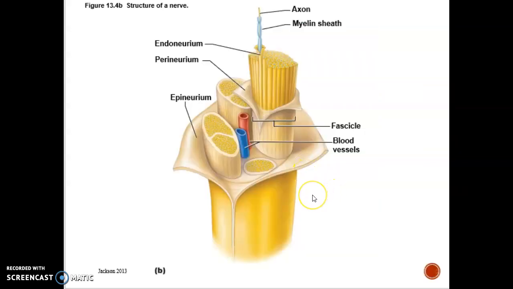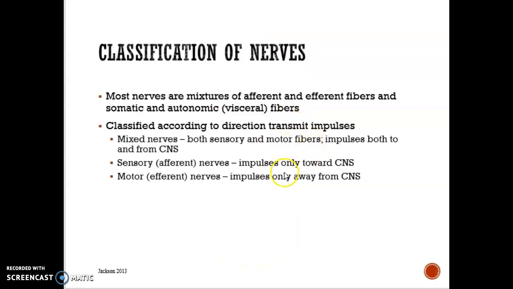Here's a beautiful picture, and this is a picture that a lot of times you'll see on a test exam. So get to know this a little bit more clearly. Again, outside the entire structure is your epineurium. Here's a fascicle that's bundled up by a perineurium, and then one individual axon has the endoneurium. Again, looks very similar to what our muscle fibers would have looked like, but this time, of course, we're in nerves. So how do we classify nerves?